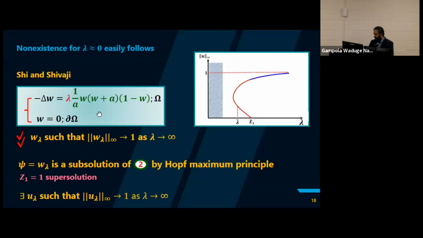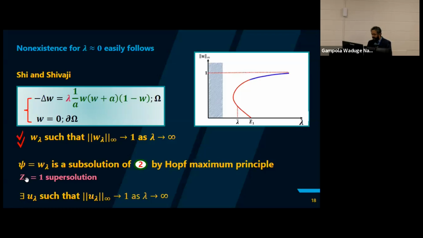All right, now to show that there exists a positive solution u lambda such that the sup norm of u lambda goes to 1 as lambda goes to infinity, I'm going to look at this particular boundary value problem. This problem was studied by Shi and Shivaji. They proved that this problem has a positive solution w lambda such that the sup norm of that solution goes to 1 as lambda goes to infinity. Now I'm going to take psi to be w lambda, and then using the Hopf maximum principle, we can easily see that this psi is going to be a strict sub-solution for our model, okay?